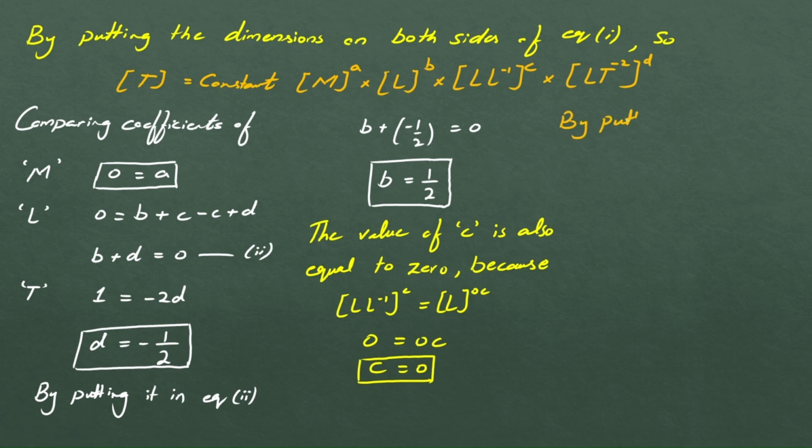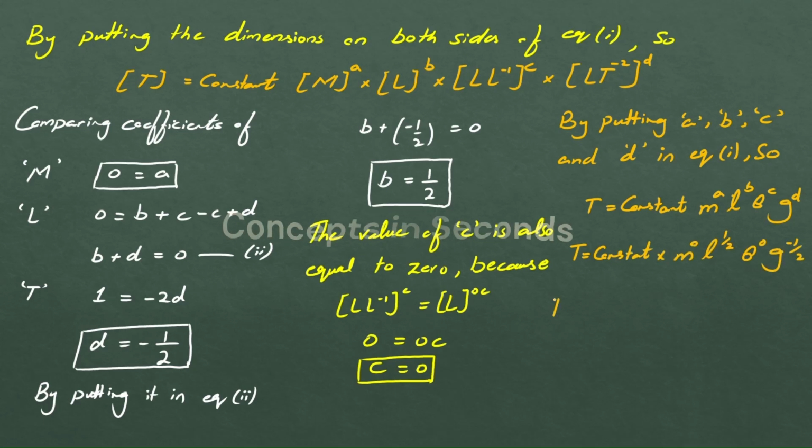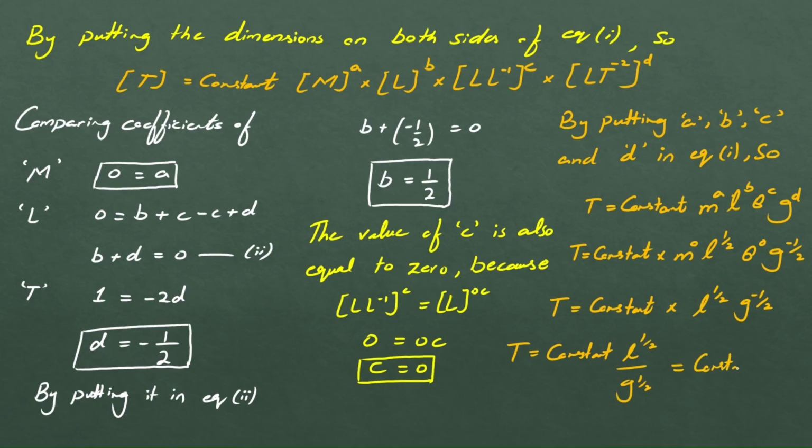By putting a, b, c and d in equation 1, so T is equal to constant m की power a, l की power b, theta की power c and g की power d. Putting the values of a, b, c and d, it becomes equal to T is equal to constant into l की power 1 by 2 and g की power minus 1 by 2. After simplification, it becomes equal to constant into l over g. So the final answer is T is equal to constant square root l over g.